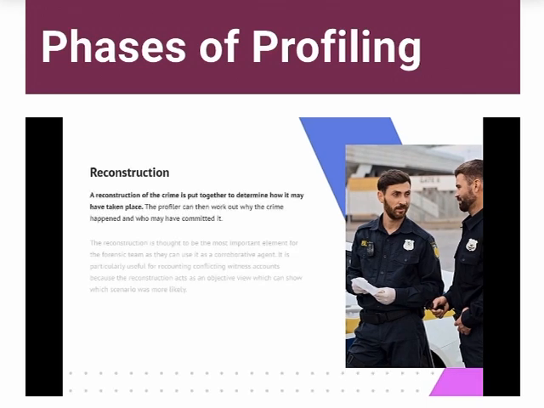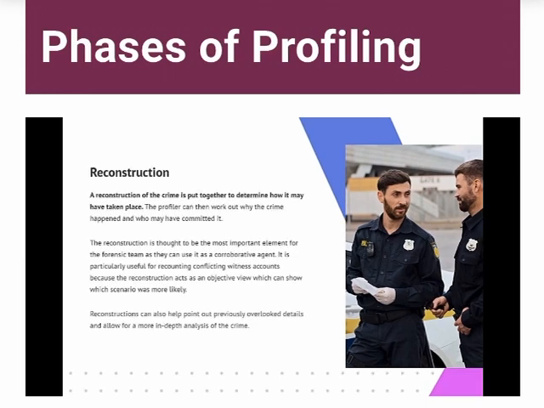Reconstruction. A reconstruction of the crime is put together to determine how it may have taken place. The profiler can then work out why the crime happened and who may have committed it. The reconstruction is thought to be the most important element for the forensic team as they can use it as a corroborative agent. It is particularly useful for resolving conflicting witness accounts, because the reconstruction acts as an objective view which can show which scenario was more likely. Reconstructions can also help point out previously overlooked details and allow for a more in-depth analysis of the crime.